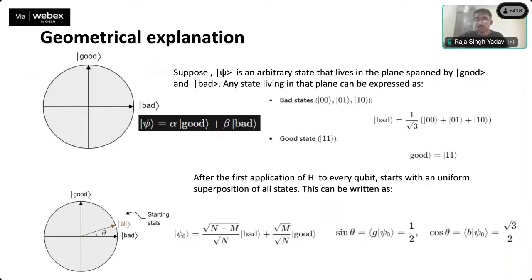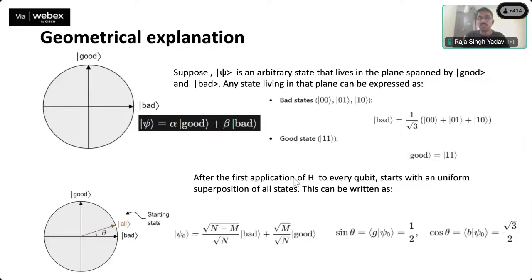Now this is the part where I'll give the geometrical explanation. The idea is that this is my bad state, where all my unmarked elements should remain in this area, and all my good states should come to this part. That's how I've divided my psi state, that is alpha good plus beta bad, to differentiate between the 4 states which we are having. So the bad states mean the unmarked elements 00, 01, 10, with amplitude 1 by root 3 each. Once you divide into good and bad, you have to make sure it is properly normalized also. And the good one is 11.